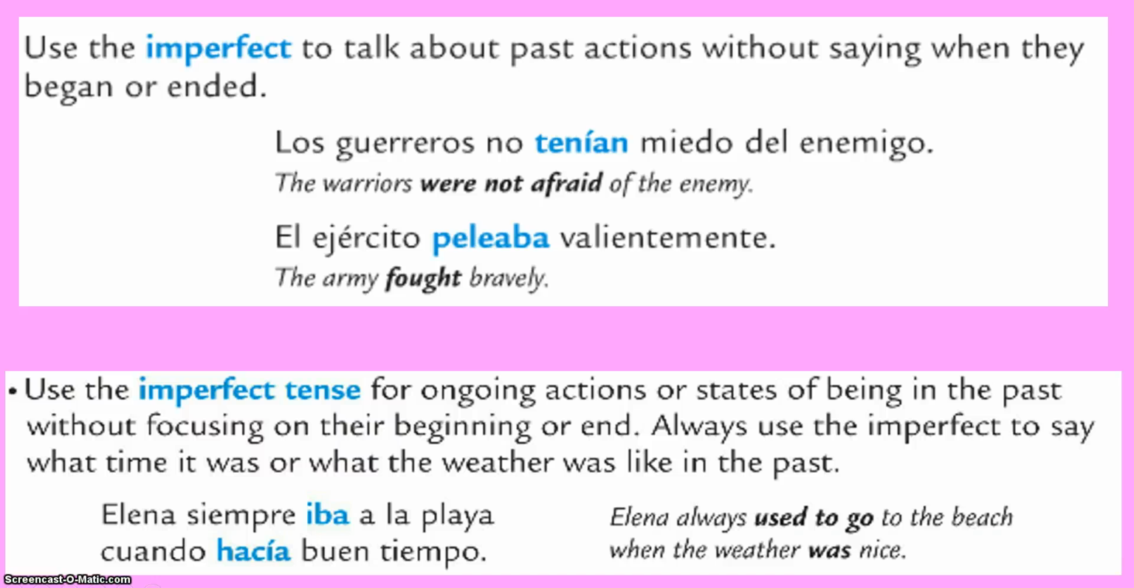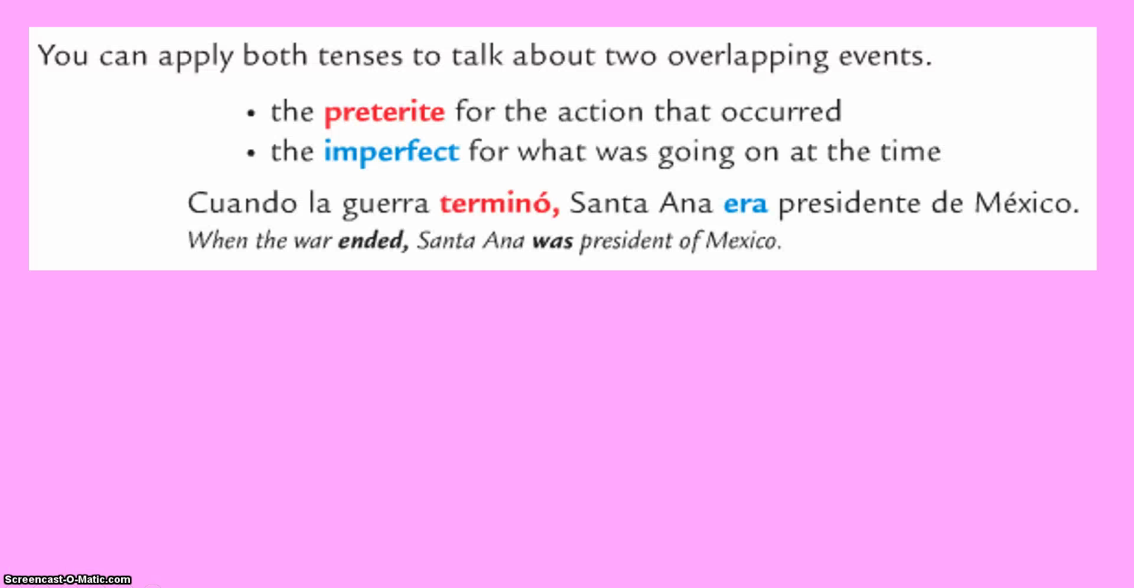A lot of times you can think of using the imperfect tense as setting the scene and describing what was happening. For instance, the weather, the time, what people were wearing, what people were doing, what was going on. Setting the scene is a great way to remember when to use the imperfect tense. We also are going to be using both tenses together sometimes in sentences.